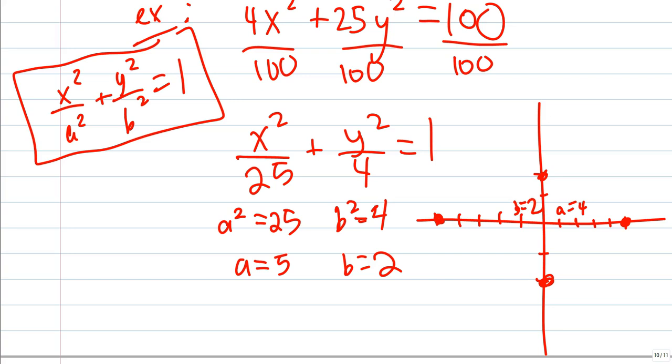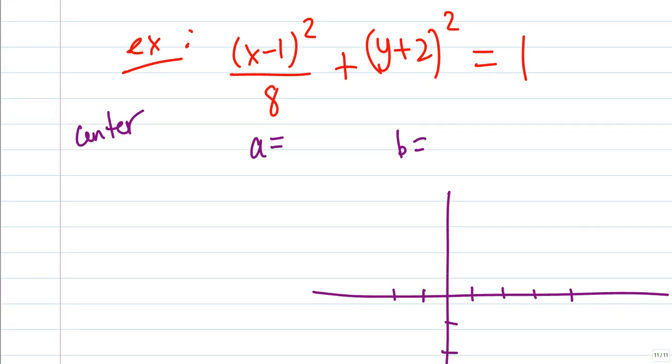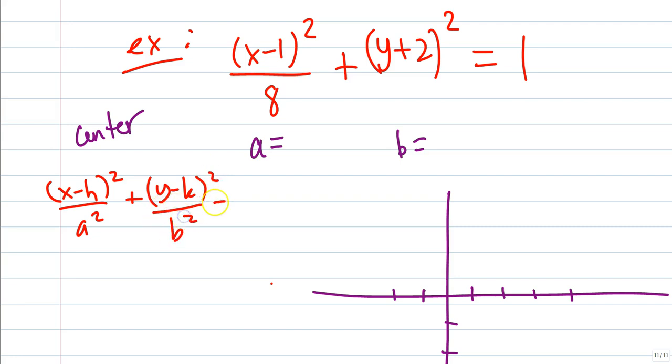What is the overall shape? Well, it should be shaped like an oval, with a radius on the x of 5 and a radius on the y of 2. Okay? One more. Why is this one different? Well, it's shifted, just like we said they would be. We have x minus h squared over a squared, y minus k squared over b squared, set equal to 1.